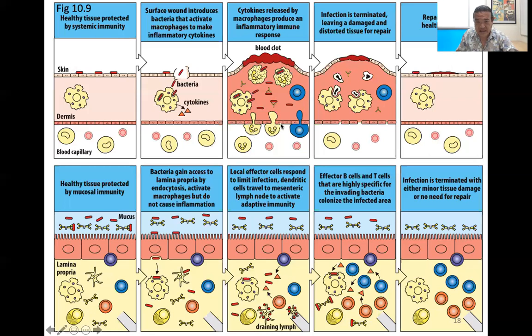The capillaries get leaky so that more immune cells and more complement proteins can leak out in there. And as a result, when the infection is done, you have some tissue damage, right? You have some scab, scarring, maybe things like that, but it's okay. I mean, it's better than you dying from it, right? You have to live with a little scar.